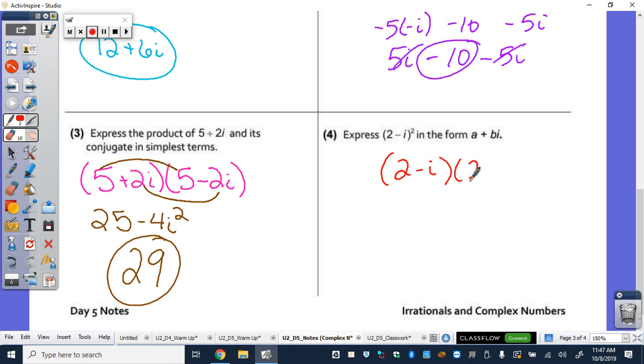Now 4 is not conjugate, so you can't just do the firsts and the last. You got to multiply everything out because it's the same thing squared. So you're still going to have i as part of your answer here. So 2 times 2 gives me 4. 2 times negative i gives me a negative 2i. Negative i times 2 is negative 2i. And negative i times negative i gives me a positive i squared.